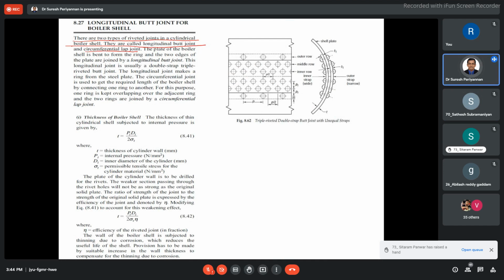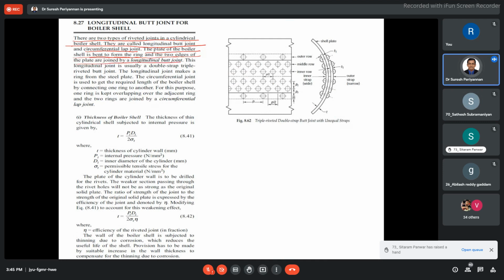I showed you in the beginning of the slides the application of the rivets. We use a lot of rivets to make the boiler shell, right? Now, in the boiler shell, we are using two types of joints. One is the longitudinal butt joint, the second one is the circumferential lap joint. One by one, we are going to discuss them now. The plate of the boiler shell is bent to form the ring, and the two edges of the plate are joined by the longitudinal butt joint.